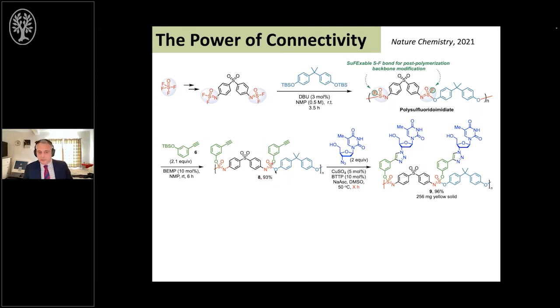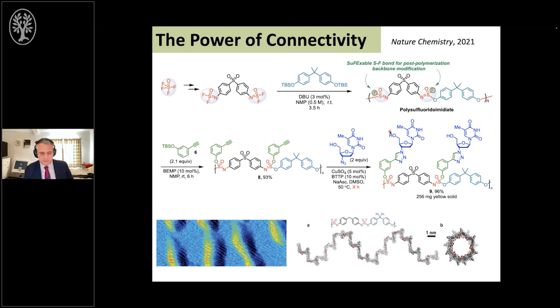Well, we don't stop there. Once you put in one module, we've got an alkyne handle here. Then of course we can do classic CuAAC here. So just another step, we take AZT, this classical anti-HIV drug, and we've clicked it onto the surface of a polymer. So in 1, 2, 3, 4 steps, we've got a completely new material, an unprecedented material.